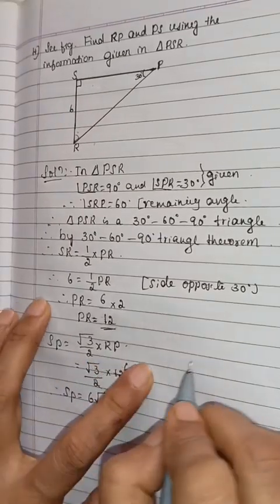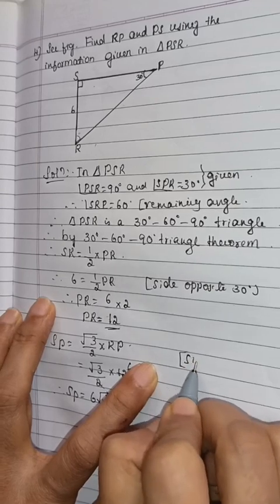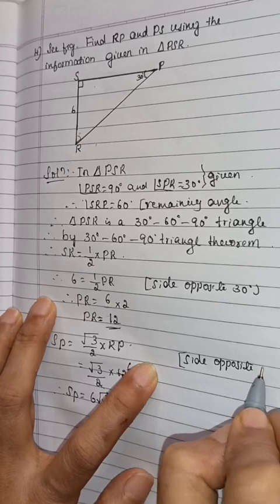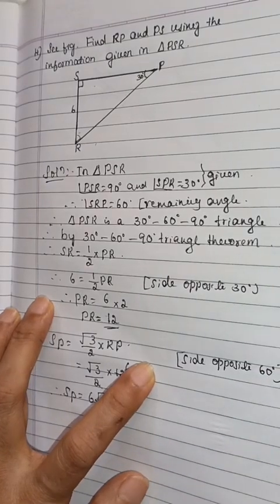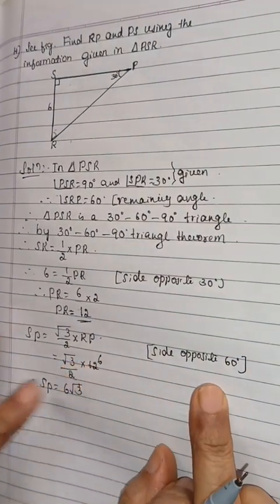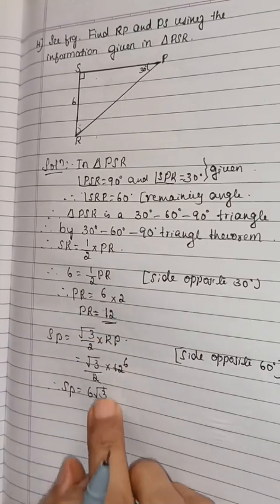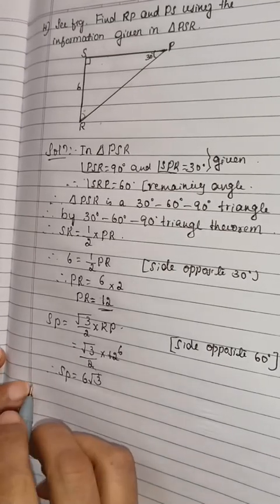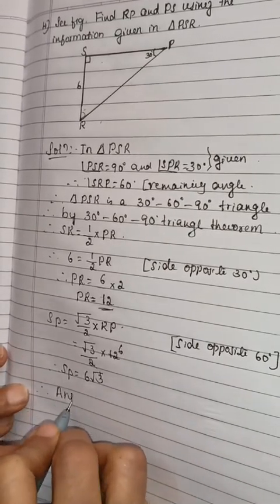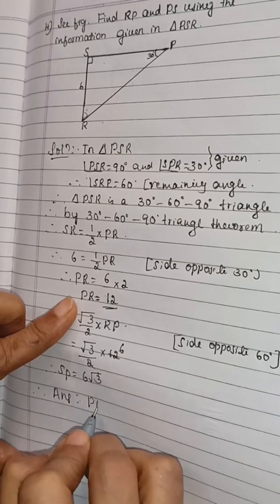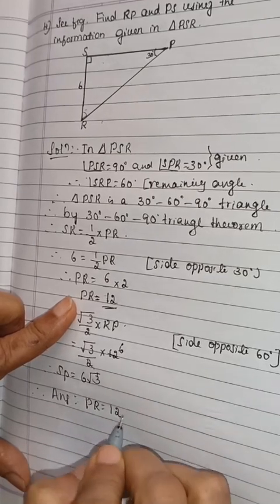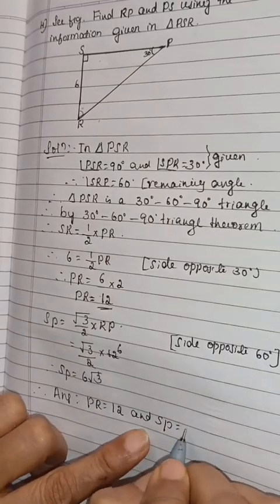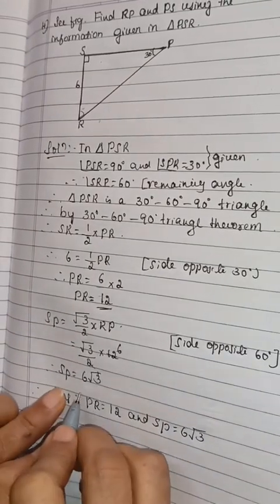You can write here side opposite to 60 degree. Side opposite to 60 degree, this is the formula. So SP is 6 root 3. Therefore the answer is, one is PR is 12 and SP is 6 root 3.